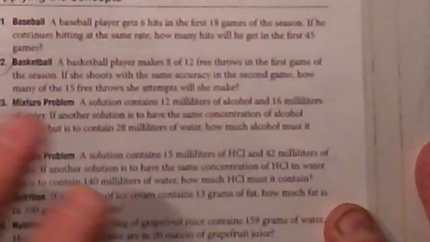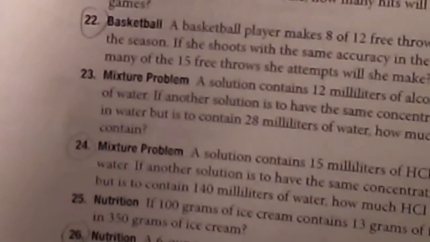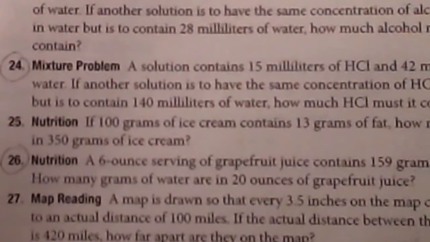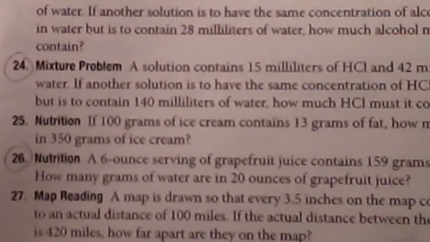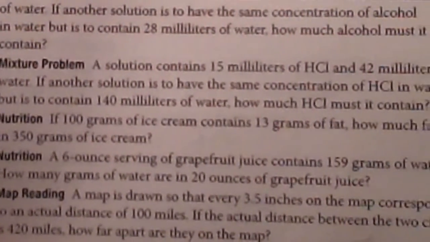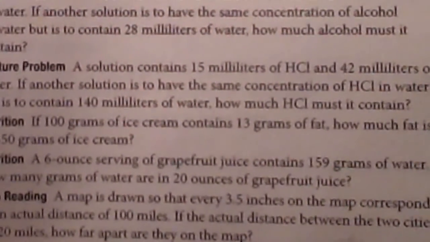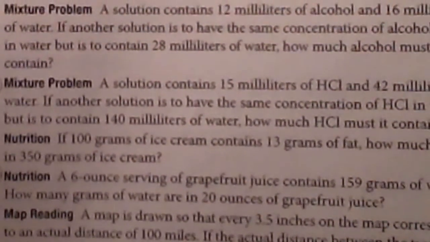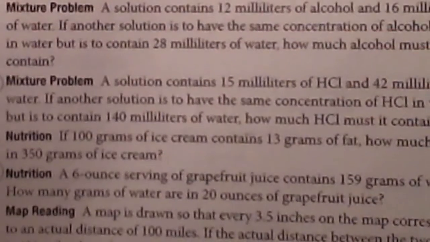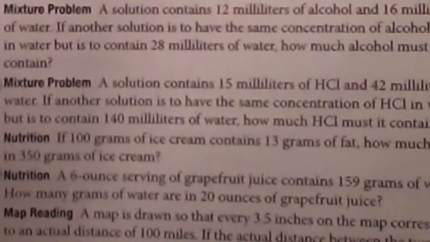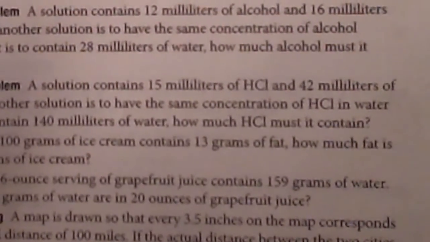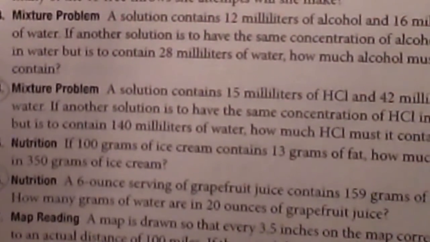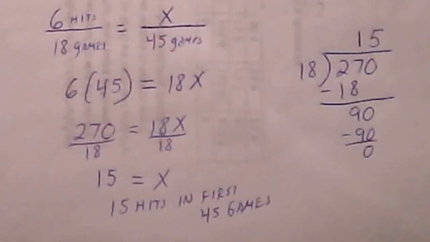Let's look at another one here. I'm going to hold this up here. Let's see, we'll be able to read this better here. This is number 25. This is on page 497, number 25. If 100 grams of ice cream contains 13 grams of fat, how much fat is in 350 grams of the same ice cream? We can set up a proportion to answer this word problem. So 100 grams of ice cream has 13 grams of fat. How much fat is in 350 grams of ice cream? Okay, so let's set up a proportion to answer this question.